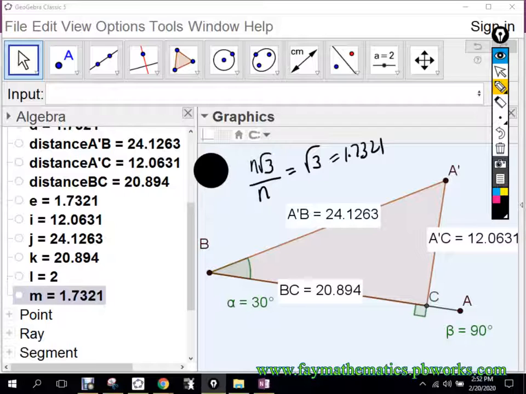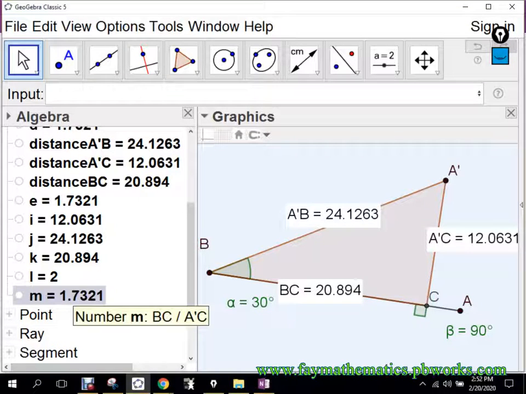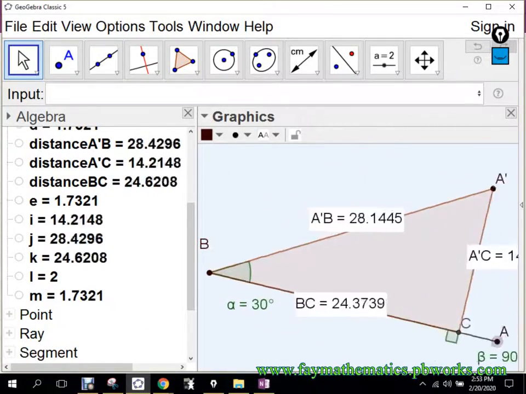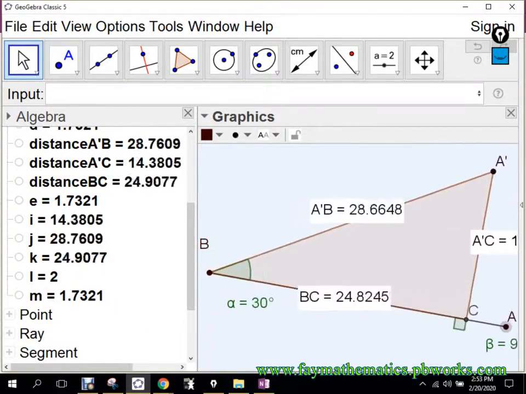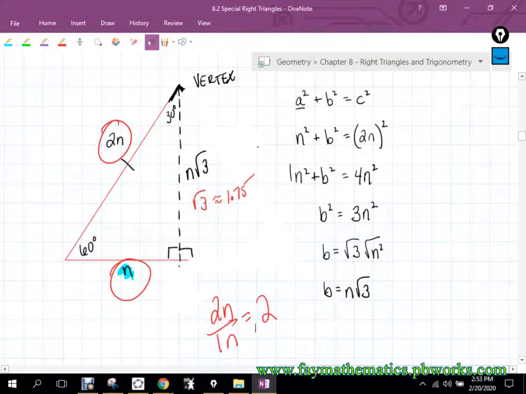So now as I hover over this, it says that is BC, which is the side opposite 60, divided by A prime C, which is the side opposite 30, saying that the quotient of those, 20.894 divided by 12.0631, is radical 3. And it's radical 3 all the time, no matter what those lengths are. Okay, everyone? And that's all because of similarity.